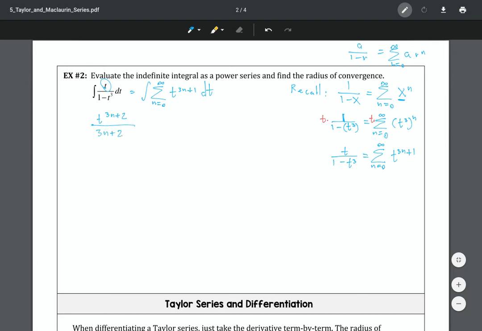But remember, this is still a series, so let's not forget to write all of that, plus c, and I'm going to write the c on this side. That would be basically everything if the only question was to evaluate the indefinite integral of the power series. But they also want to know the radius of convergence. So to figure that out, we're going to use the ratio test.